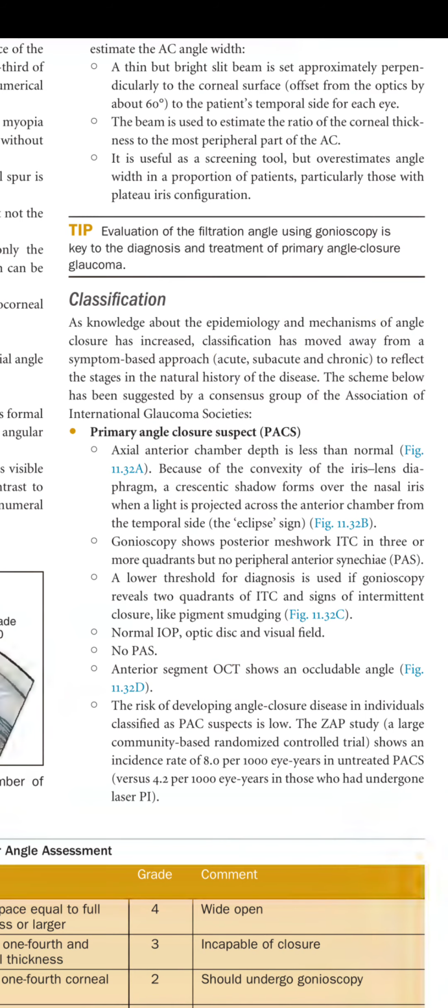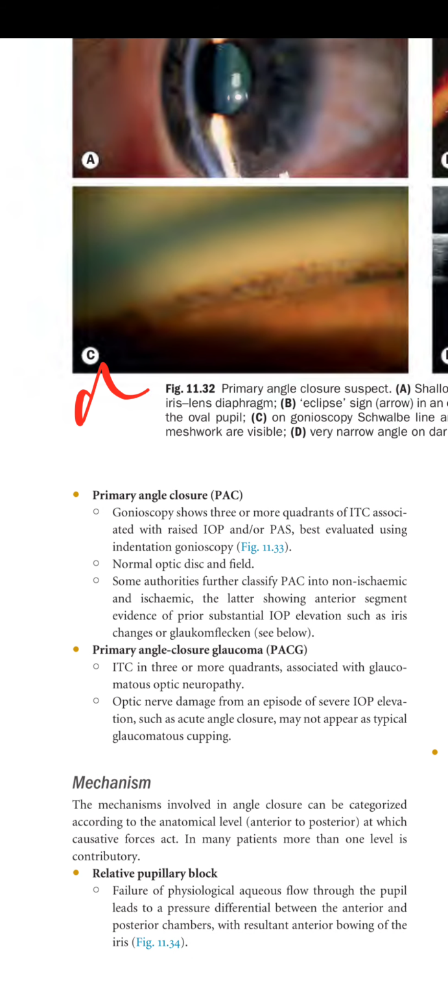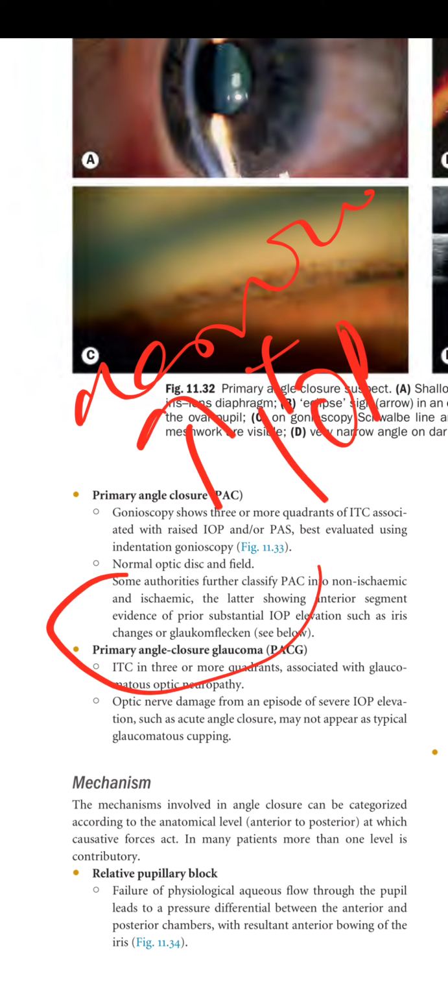In a case of primary angle closure suspect, only IOP will be high. There will be a narrow angle plus high IOP. In case of primary angle closure glaucoma, there will be a narrow angle, raised IOP, and there will be glaucomatous optic neuropathy.